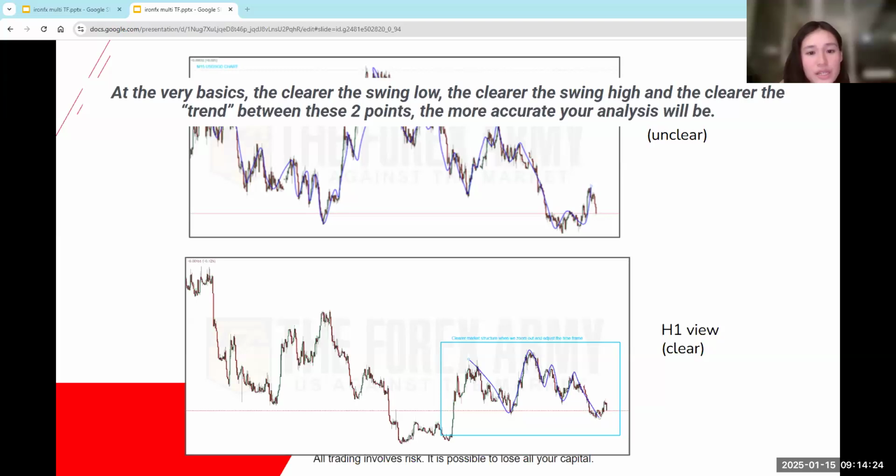Yep, we use 30-minute as well, so 30 minutes is fine. M15, M30, just nothing below M15. So like M1 and M5, we try to avoid those.